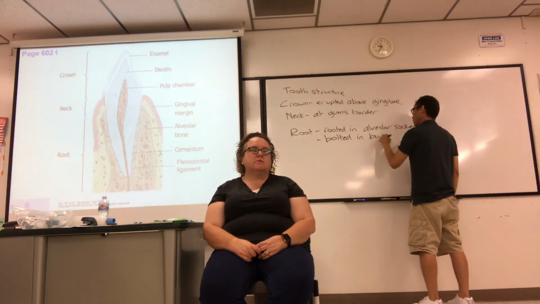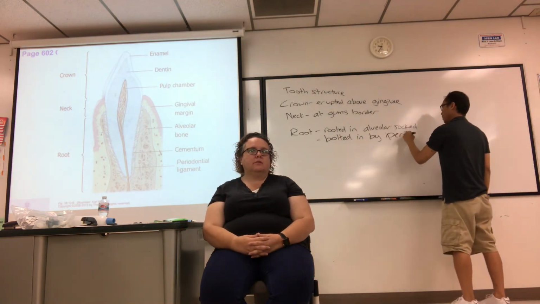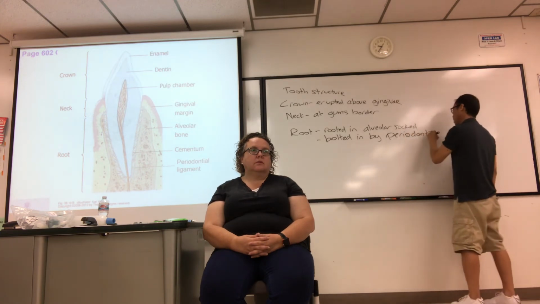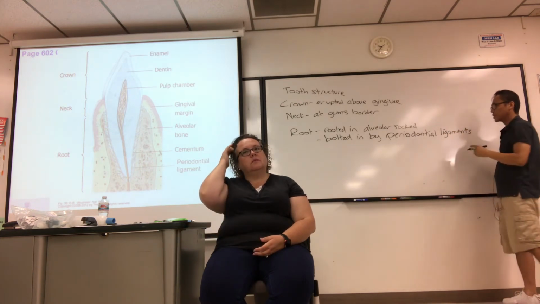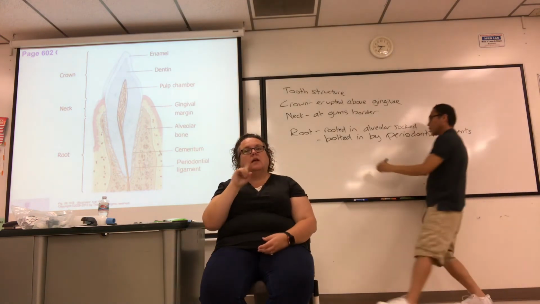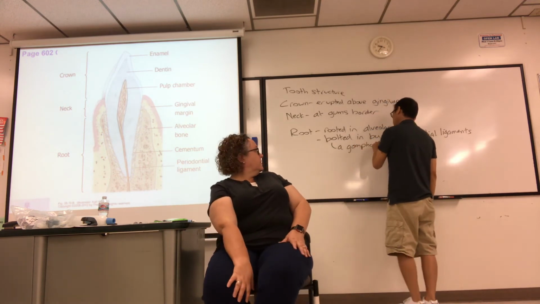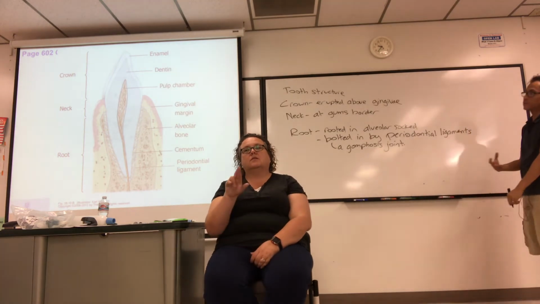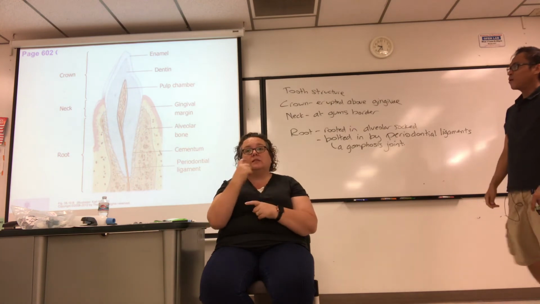So I'm writing bolted in by periodontal ligament. That bolted condition is classified as a gomphoses joint. A gomphoses joint. Okay, so that's the root in alveolar bone. So the different tissues of the tooth, let's go inside out.